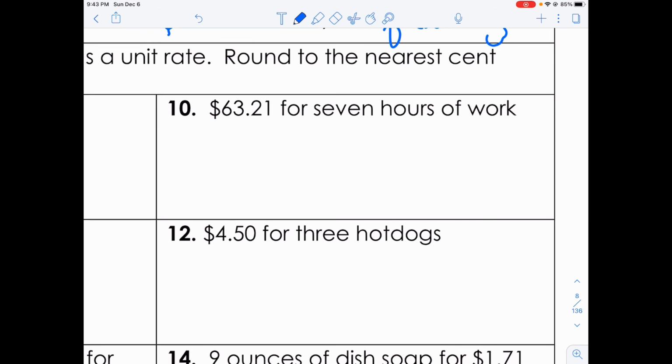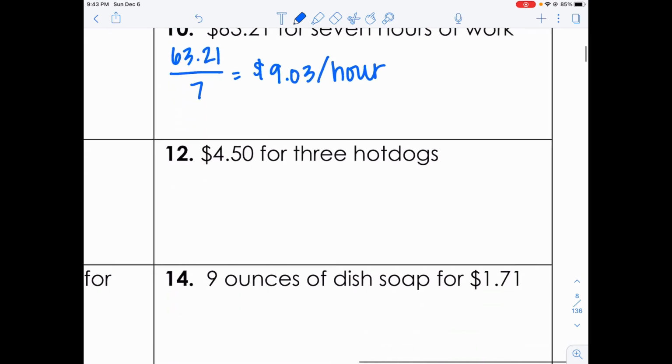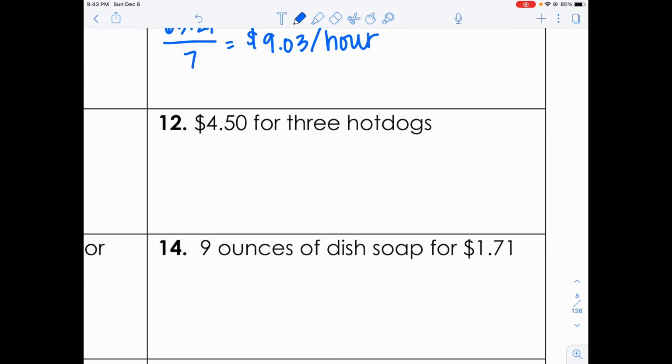$63.21 for 7 hours of work. That is $63.21 divided by 7, which comes out to $9.03 per hour. $4.50 for 3 hot dogs. $4.50 goes on top, divided by 3. Remember, money is rounded to 2 decimal places, so this is $1.50 per hot dog. Remember, we're not writing 1 and 5/10. Money has 2 decimal places.